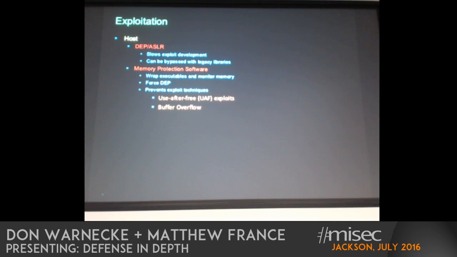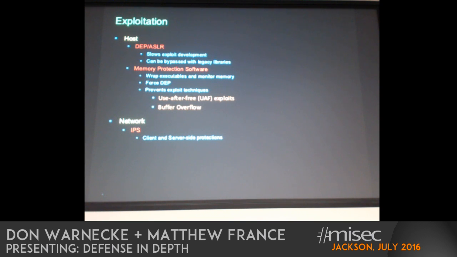Something like EMET, and there are other good products out there, a memory protection software, something that would wrap the executables and monitor that memory, right? It can force DEP in the case of the libraries that don't natively support it, and it will monitor that memory for things like buffer overflows or use-after-free exploits.